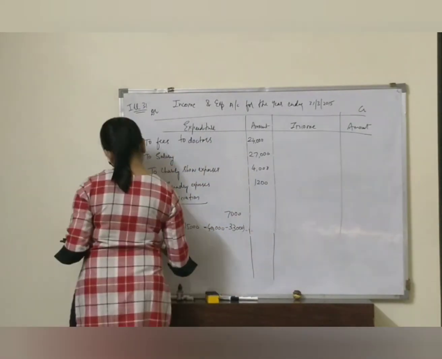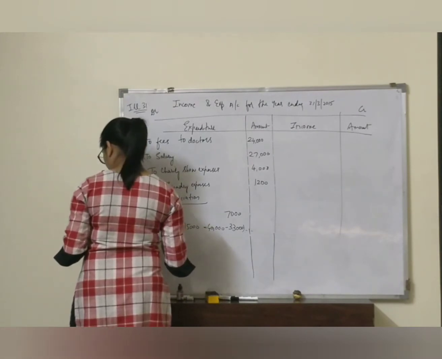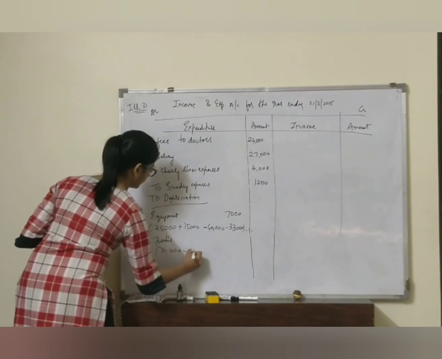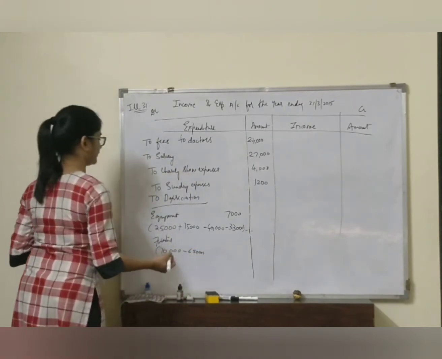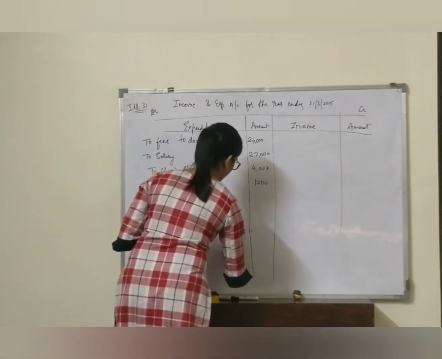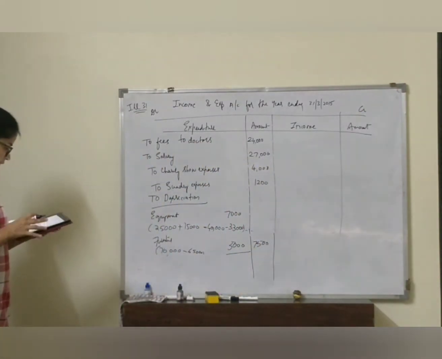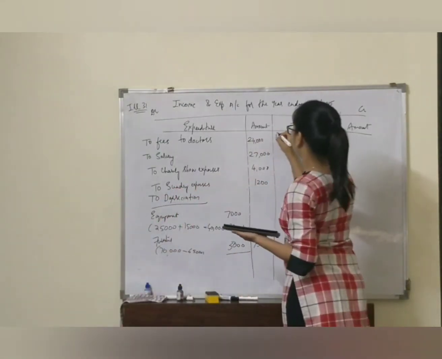Next we have buildings, opening value is 70,000. Closing value is 65,000. So it is 70,000 minus 65,000. 5,000 is our depreciation. So total depreciation we get is 7,500. Then let's go on to our income side.